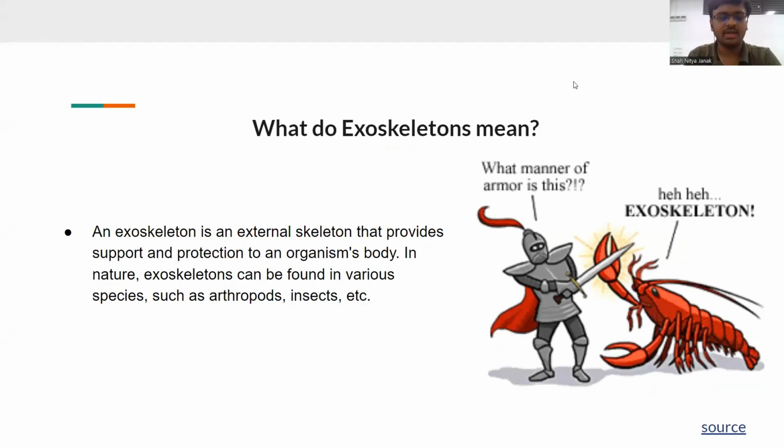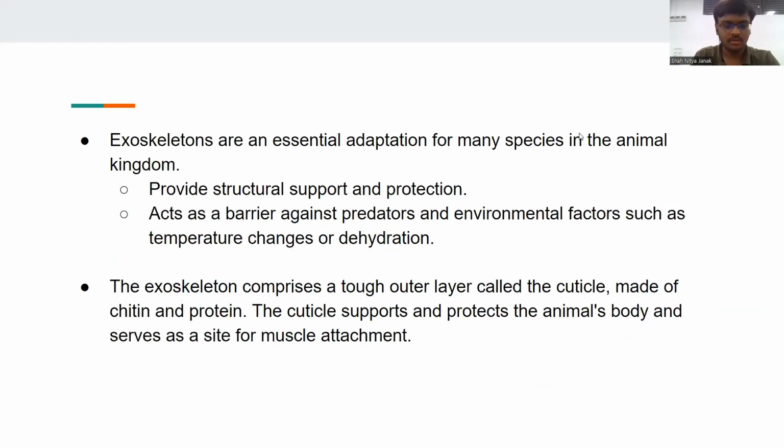An exoskeleton is an external skeleton that provides support and protection to an organism's body. In nature, exoskeletons can be found in various species, such as arthropods, insects, etc. Exoskeletons are an essential adaptation for many species in the animal kingdom. They provide structural support and protection for the animal's body, allowing them to move around and survive in their environments. The exoskeletons also act as a barrier against predators and environmental factors such as temperature change and dehydration.